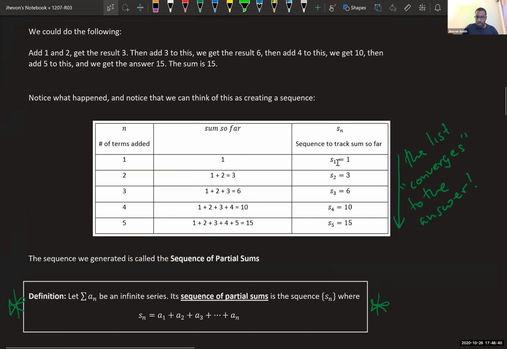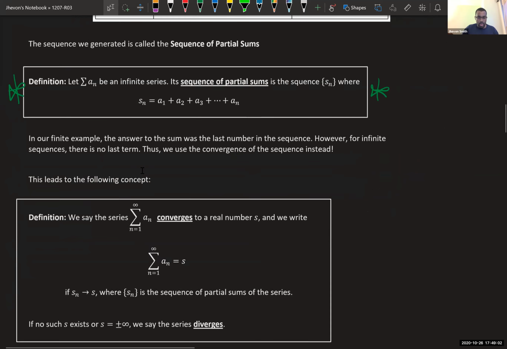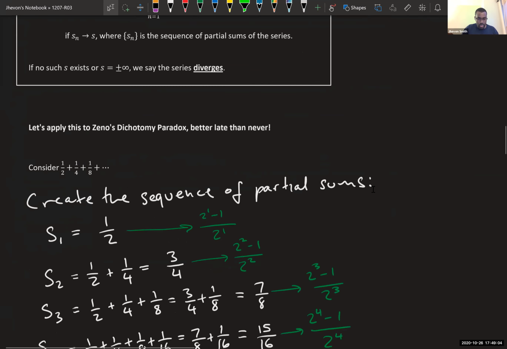So the partial sum, Sn, is just the sum of the first n terms. So S1 is the sum of the first term. S2 is the sum of the first two terms. S3 is the sum of the first three terms, and so on. And it cumulatively builds up. You can build a sequence with those guys. And if that sequence converges, we say that the overall series converges, meaning that this infinite sum will add up to something meaningful. And so that's what that means.